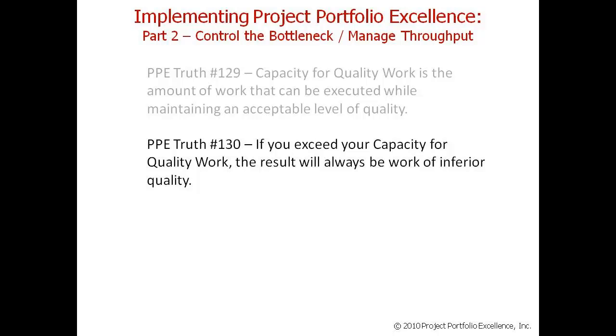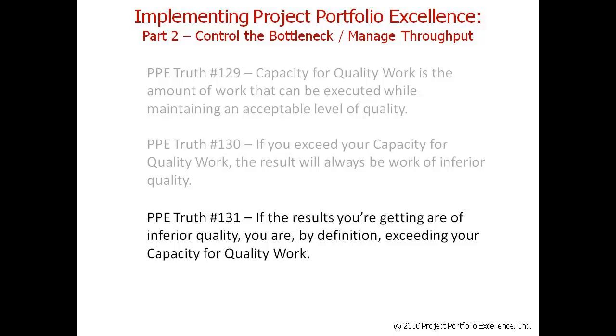There's a lot of frustration and disappointment and even resentment in many companies today between business and IT areas. A lot of this frustration and disappointment happens because project results fall short of expectations. Truth number 131 states that if the results you're getting are of inferior quality, you are by definition exceeding your capacity for quality work. It's up to you to figure out which of the attributes of the project trinity you're exceeding, or which one represents the bottleneck that's causing you to fall short of your expectations in your results.